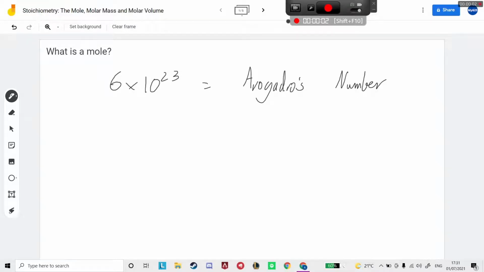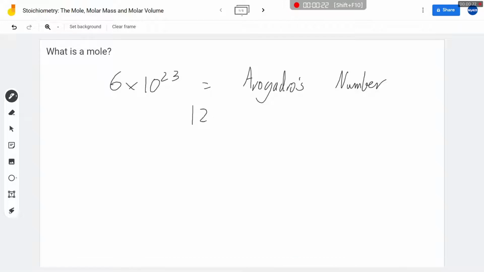Okay, so what is a mole? A mole is the amount of substance that contains Avogadro's number of molecules. And what is Avogadro's number here? It is 6 times 10 to the 23, so a very large number. And where does this number come from? Essentially and simply, this number is the number of molecules that's in 12 grams of carbon 12, okay?